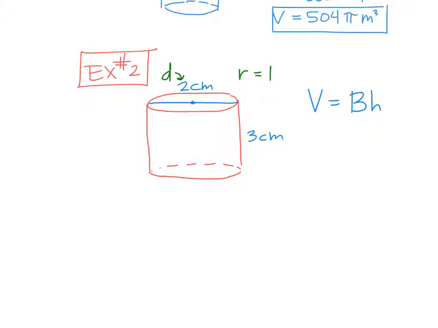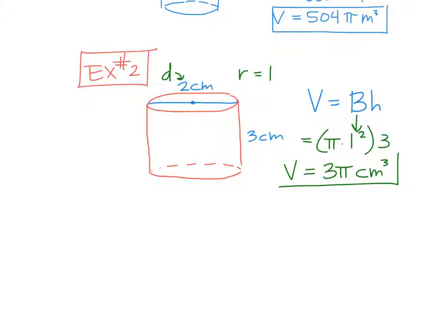My radius is 1. So we're going to do pi r squared, or pi times 1 squared, and that's our B. What's H? 3. So you're doing pi times 1 squared, which would just be pi, times 3. So your volume is 3 pi cubic centimeters. That's pretty much the only two scenarios you'll see if you're finding the volume of a cylinder. Did they give you a radius or did they give you a diameter? Any questions on those two?